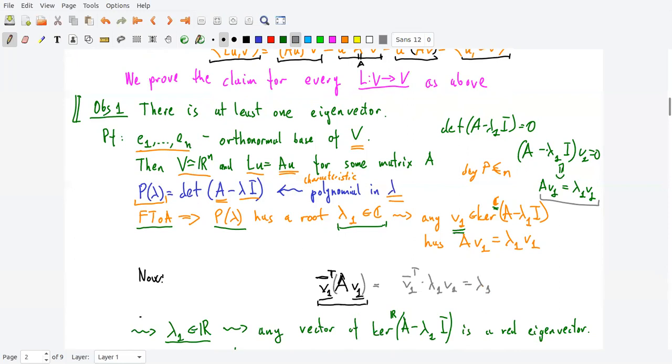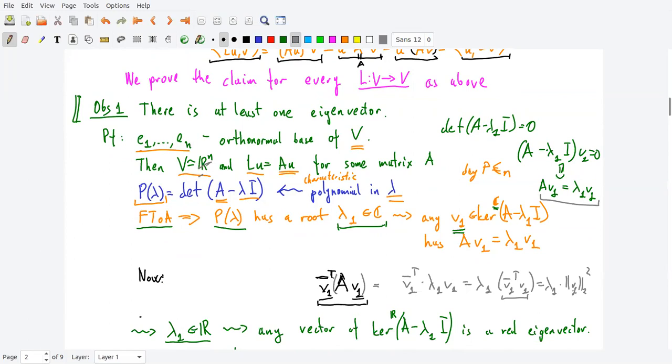So I can write lambda 1 times V1 conjugate transpose V1. And you can easily see that this is the same as lambda 1 times the L2 norm of vector V1 squared. Yes, because here you will always, coordinate-wise, add the coordinate times the coordinate transposed conjugate, which gives you the L2 norm of the coordinates in the complex numbers. Good. So this is on one hand.